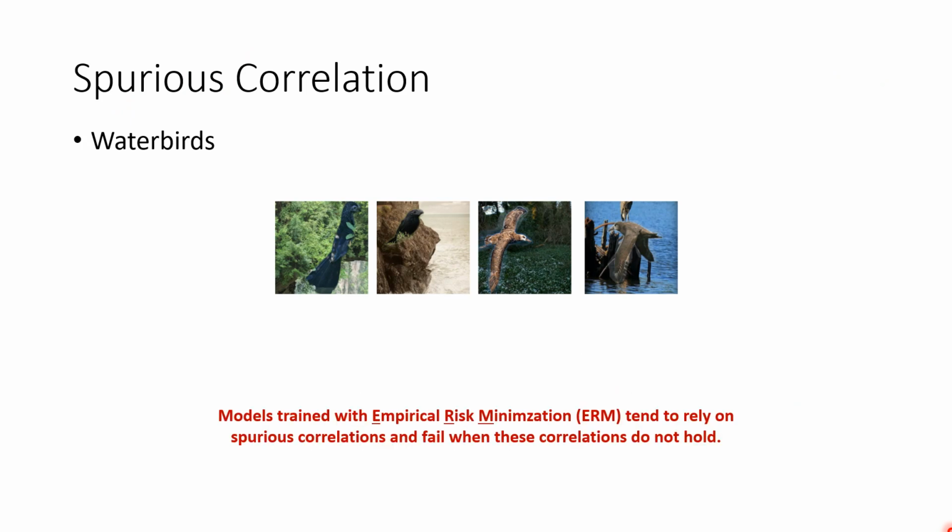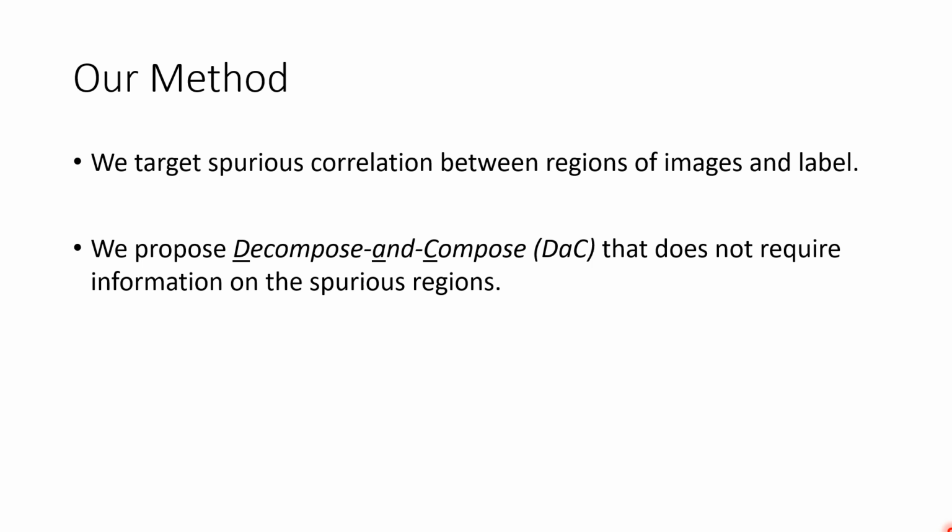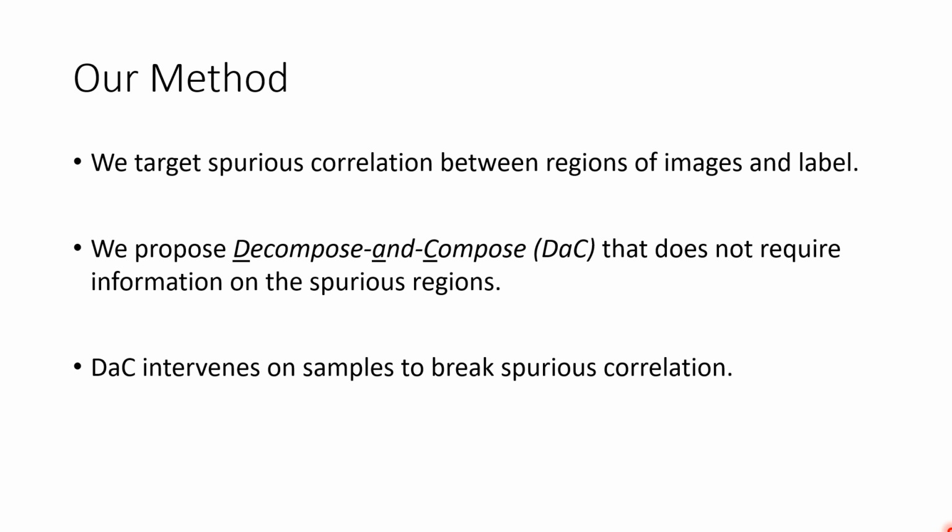When we train a model with empirical risk minimization, or ERM, which is a standard training regime in machine learning, the model tends to rely on spurious correlations as shortcuts and fails when these correlations do not hold. In this paper, we target spurious correlation between regions of images and label, and we propose Decompose and Compose, or DaC, that does not require information on the spurious regions and mitigates spurious correlation by intervening on samples.